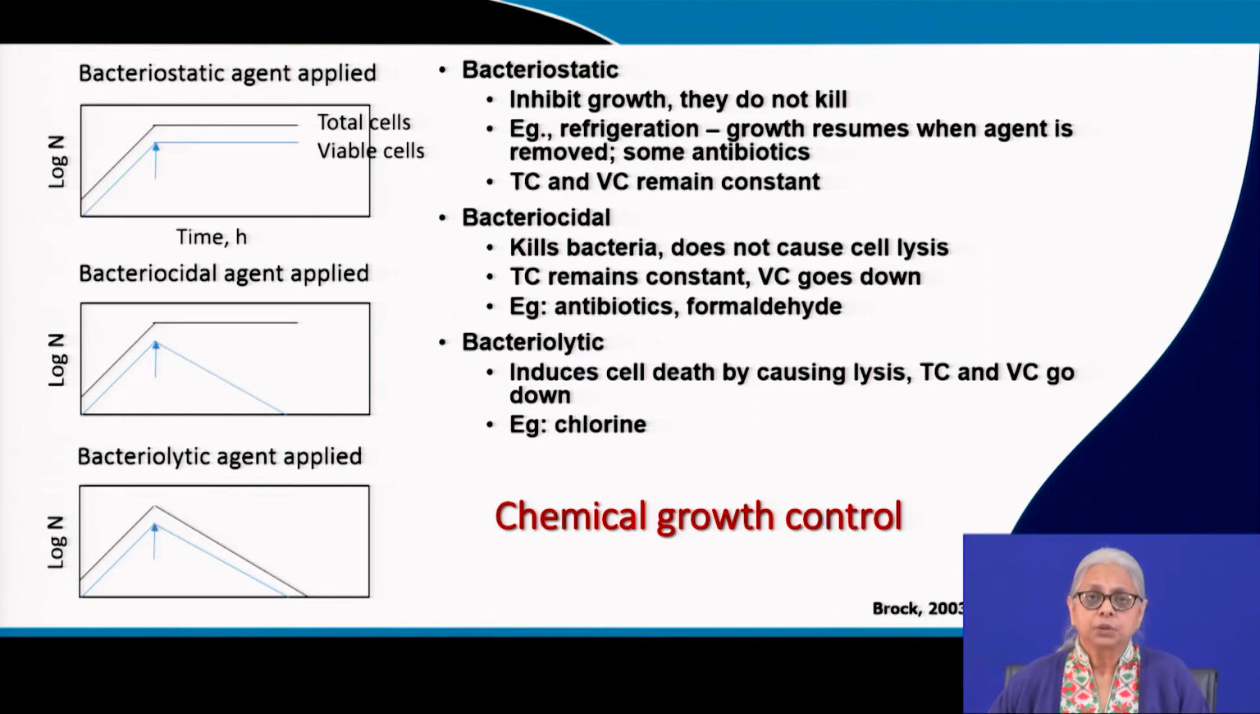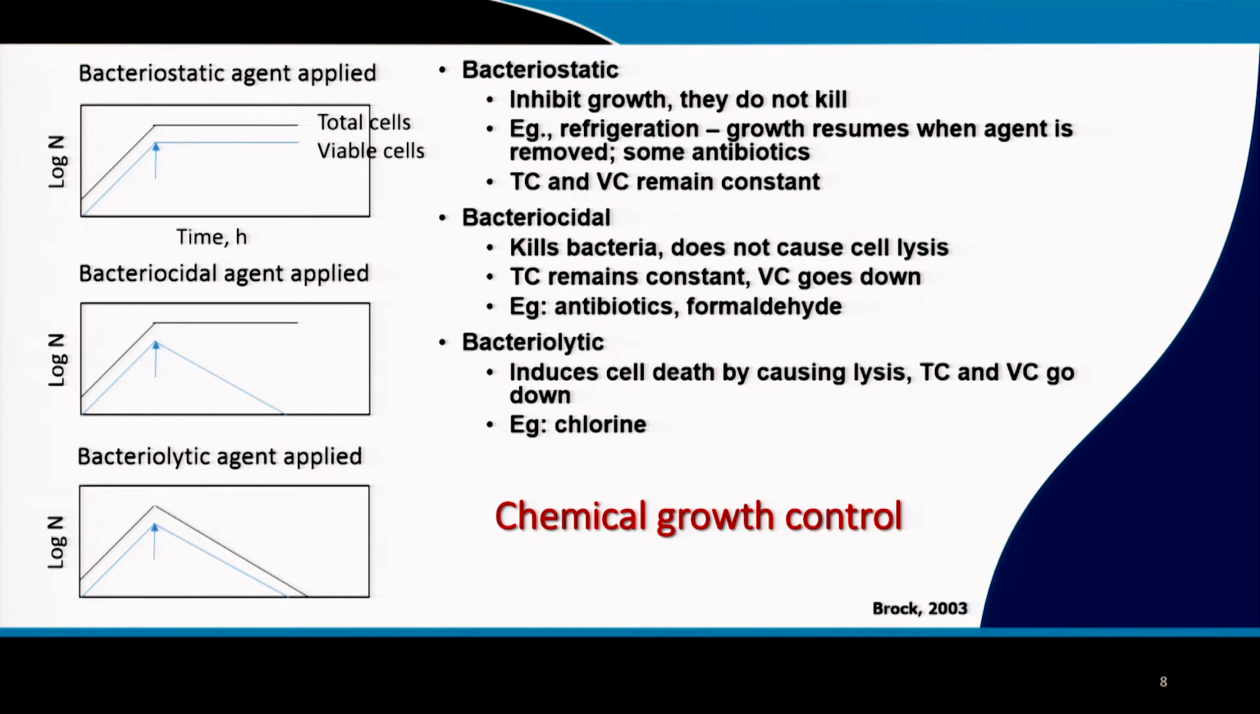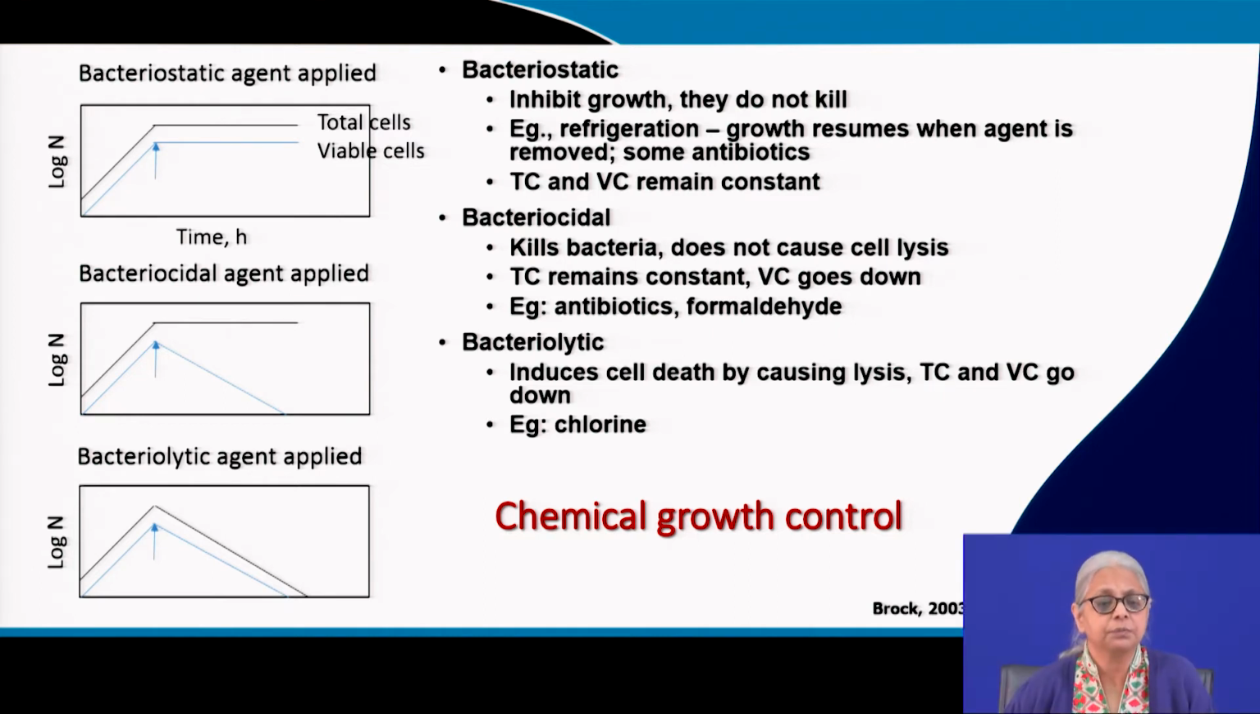When we think about chemical growth control, up to this point I was talking about physical growth control, now we look at chemical growth control. So you can use various types of chemicals to control the growth of bacteria. In this case, we are using bacteria as our microorganisms. So the first one is bacteriostatic.